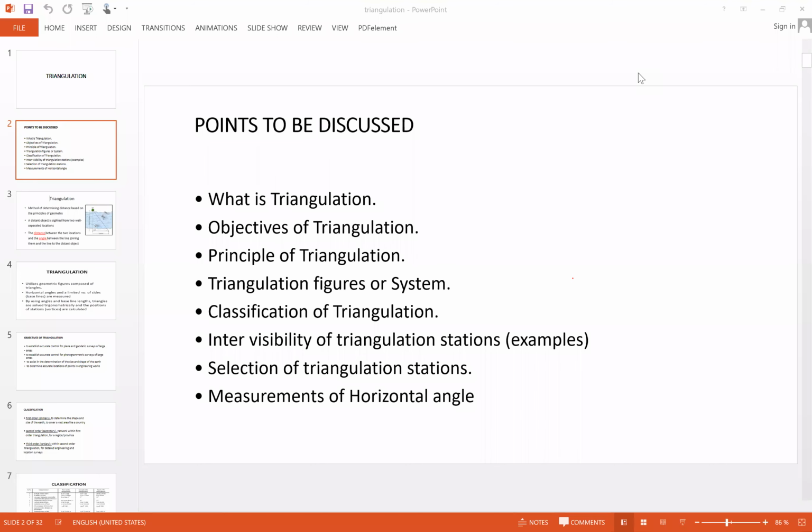All right. So we will be discussing triangulation, and in that, first thing is what is triangulation, and then we will discuss objectives of triangulation and what is the principle of that. Then we will see different systems or figures that we will be using in triangulation, and then there is classification. You will see that for different proportions of the land, there are different systems, right? And then at the end we will also discuss one example.